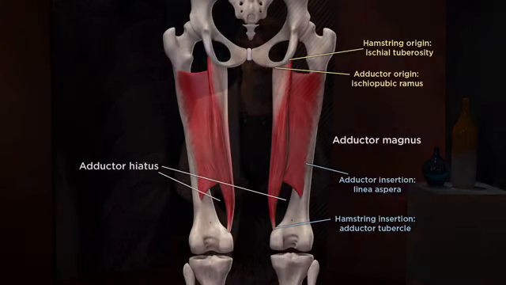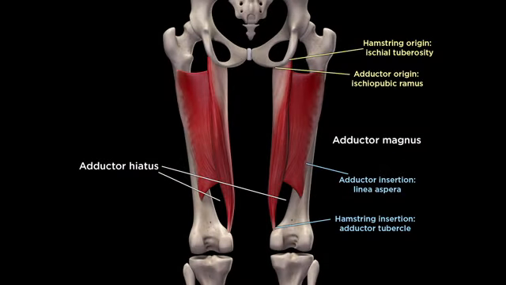One other feature related to adductor magnus and to how things are named is the adductor hiatus. Now that's a natural opening within adductor magnus near the insertion of its hamstring portion.